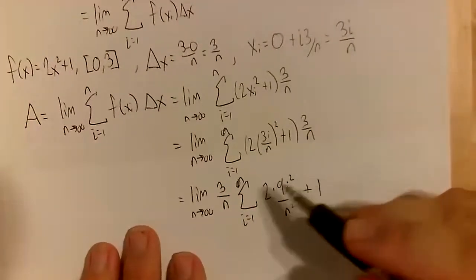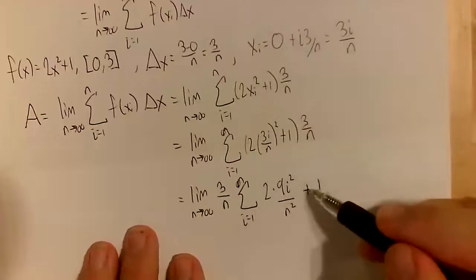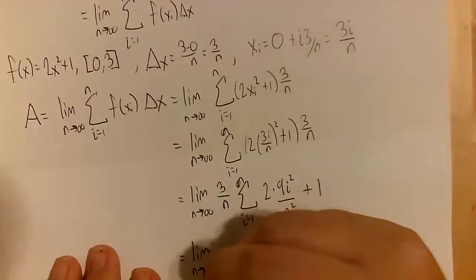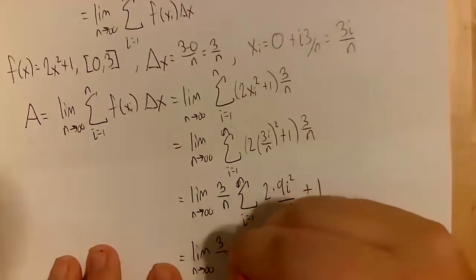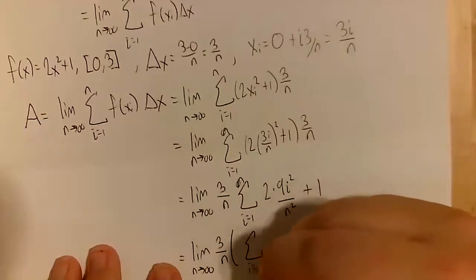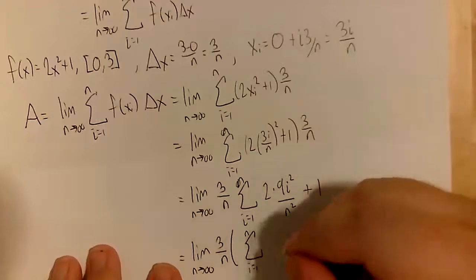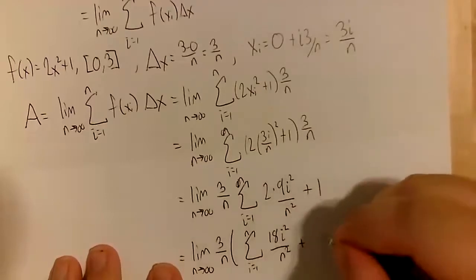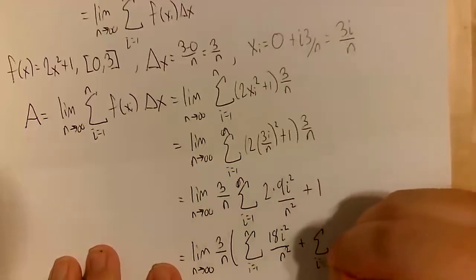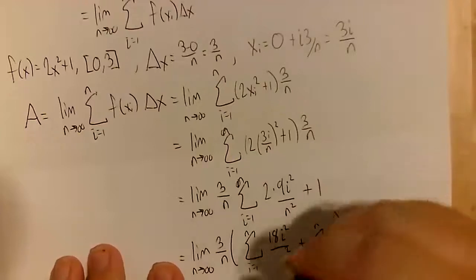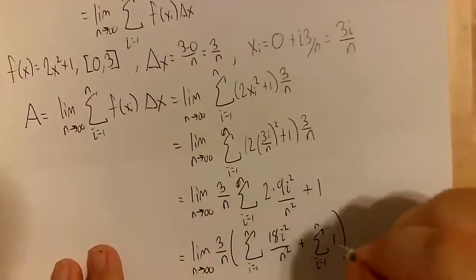All right, now another thing we could do is sigma notation splits up over addition. So I can write this as the limit as n goes to infinity of 3 over n, and then I have the sum from i equals 1 to n of this part, so this will be 18i squared over n squared, plus the sum from i equals 1 to n of just 1. So I could split the sigma over addition here.